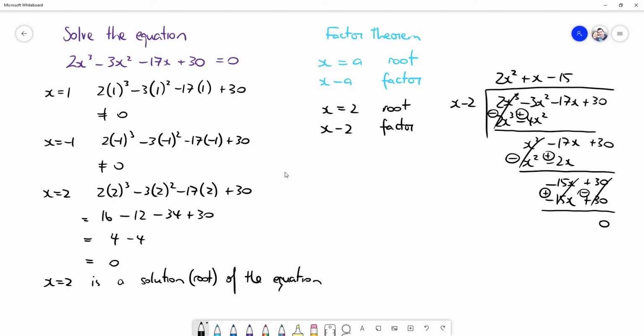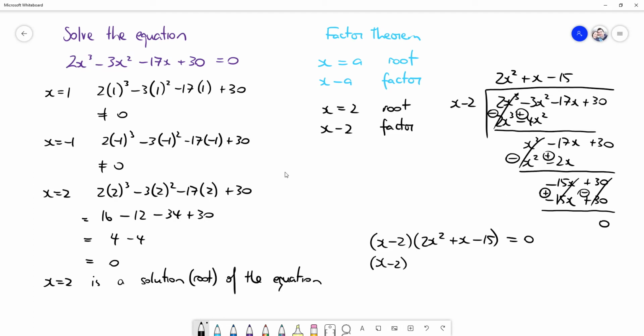And so when x minus 2 is divided into 2x cubed minus 3x squared minus 17x plus 30, we get the other factor, or another factor, which is 2x squared plus x minus 15. So I'm just going to write these factors together, x minus 2 and 2x squared plus x minus 15. And if 2x cubed minus 3x squared minus 17x plus 30 is equal to 0, so is x minus 2 times 2x squared plus x minus 15.